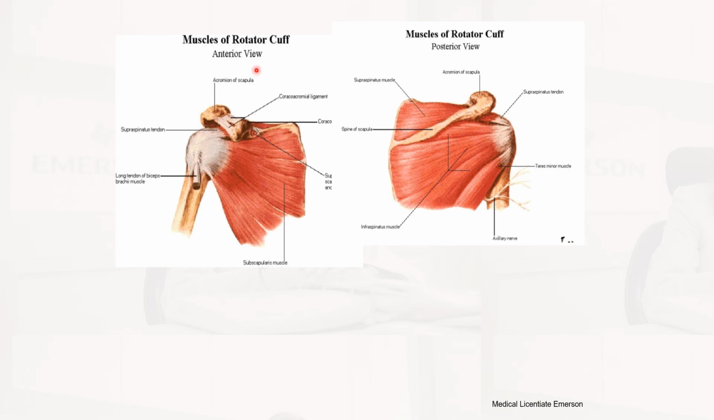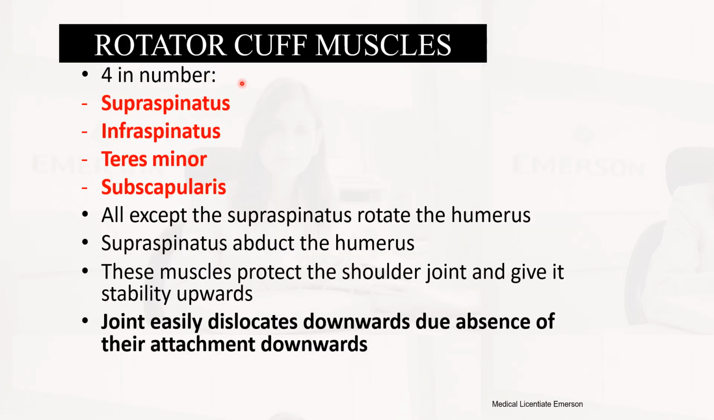These are the muscles of the rotator cuff. The subscapularis muscle here, and you have the infraspinatus muscle here, and the supraspinatus muscle on top. These are the muscles of the rotator cuff. There are 4 muscles in number: the supraspinatus, the infraspinatus, teres minor, and the subscapularis.